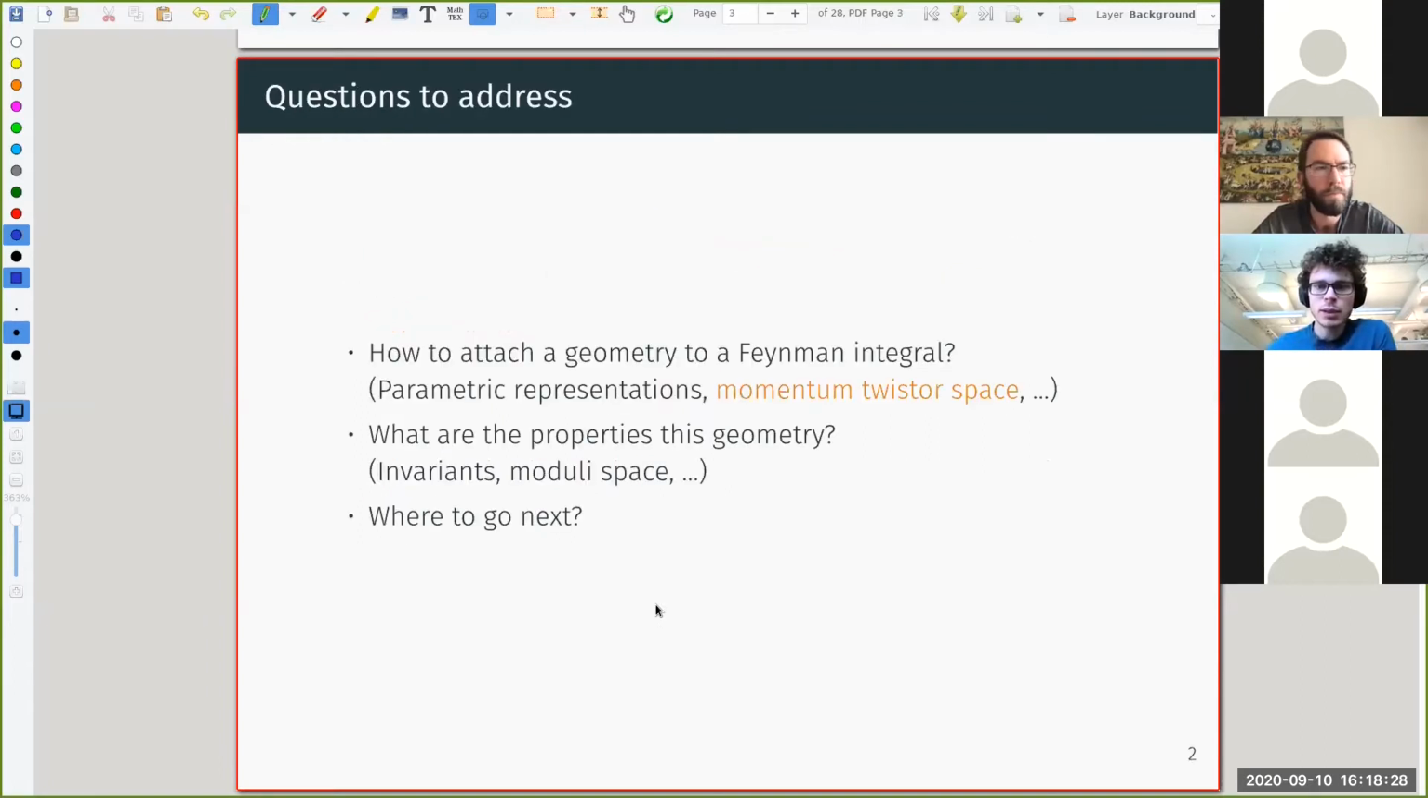Okay, so basically some questions that we have to address is, first of all, if we have some Feynman integral, how do we associate the geometry to this? And also here we've seen already some ways to do this now. We've seen many of these parametric representations. And so now what's going to be the focus of this talk is to not do this parametric representation, but to construct some geometry directly in a space that's more physically motivated, which is this momentum twistor space. And then also, when we have some geometry, of course, we would like to analyze it a little bit. So that's also what we're going to do.